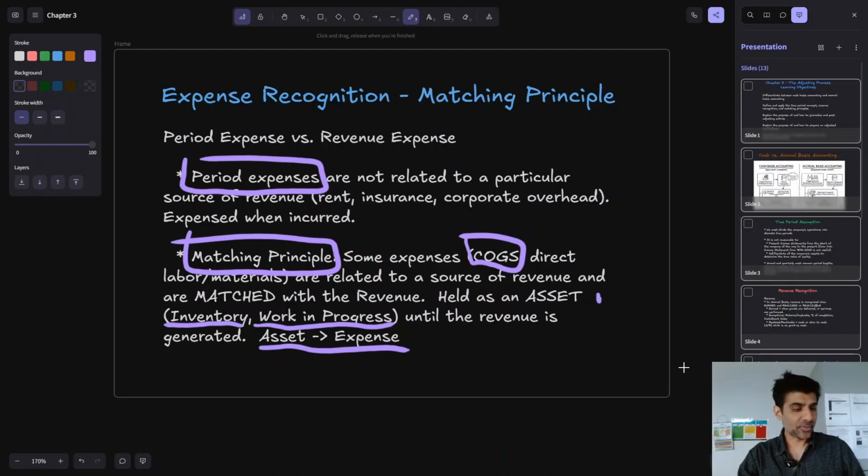Okay, any questions on this? So the key thing to remember is that there's period expenses and there's matched expenses that you need to match with the revenue.